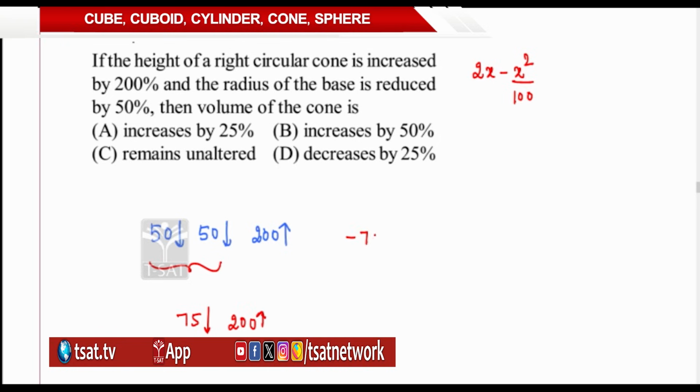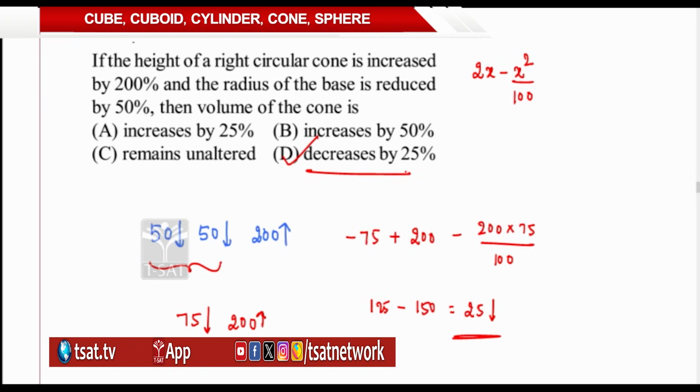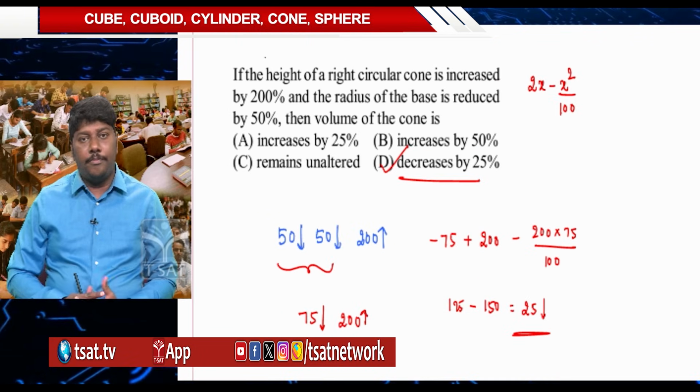So minus 75 plus 200 minus 200 into 75 by 100. That is 150, I can say. So this is 125 minus 150. Overall is 25% decrease, because minus 25 we are getting now. So it decreases by 25%. Answer is D.